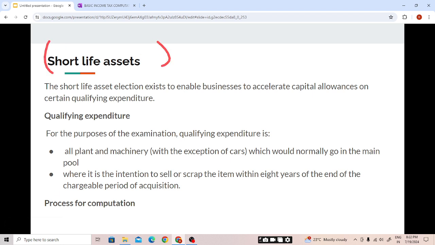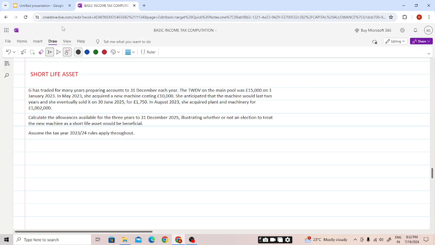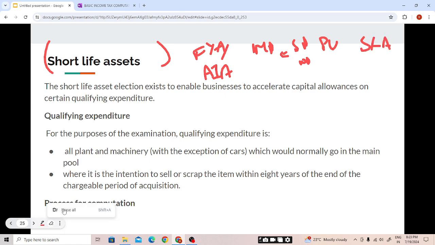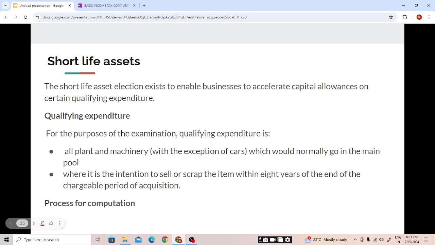Now moving to short life assets. So students, the assets which have a short life will be treated under a different pool, as we have already covered the FIA, AIA, then main pool. Special pool is the same as the main pool, only the WDA is different. Then private use pool. Each asset which is privately used will have a different pool, that is the private use asset pool. Now coming to the last, short life asset pool, as the long life assets will be covered under the special pool. Now coming to short life assets.